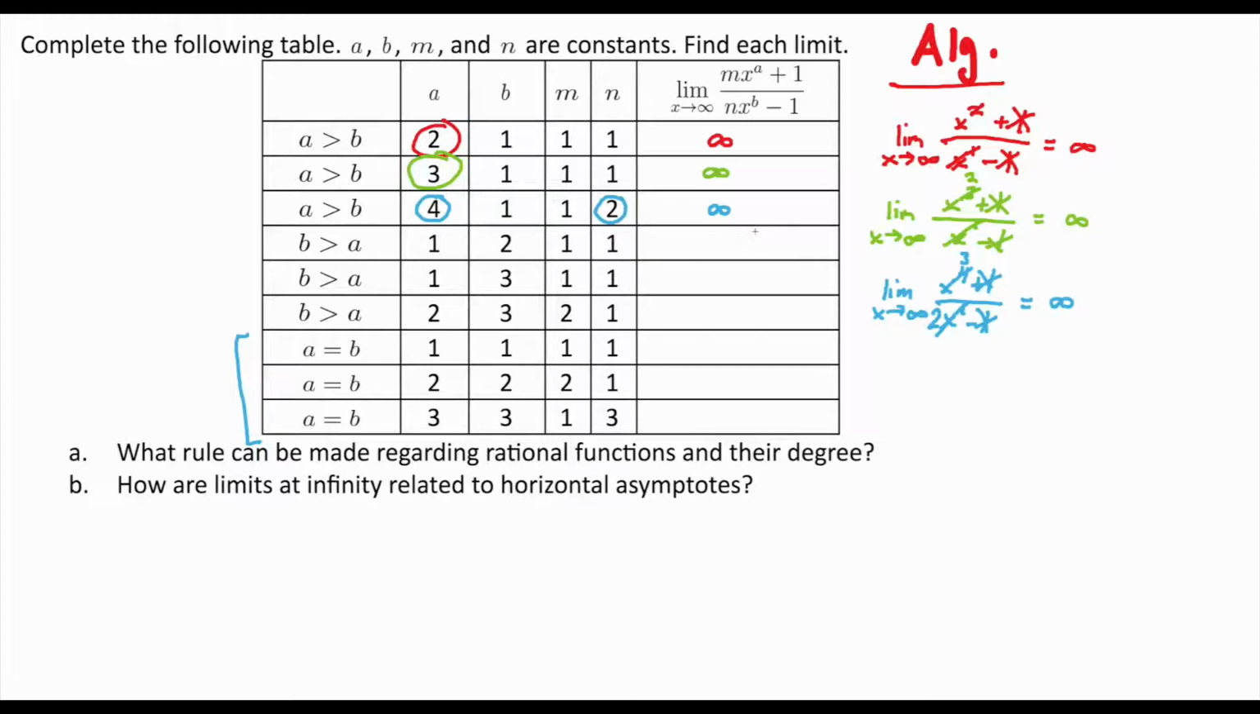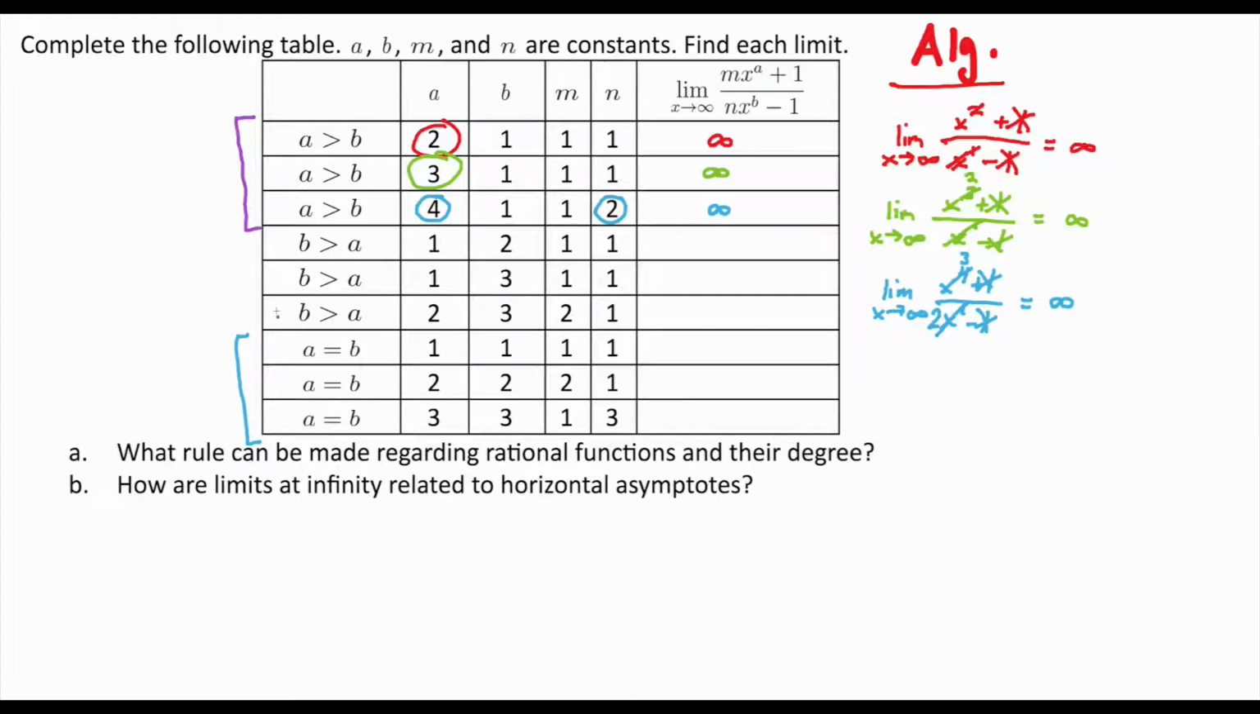So hopefully you can see the trend here for when a is greater than b. When that happens, you're going to always have infinity, because that power on top is bigger than the power on the bottom. So if x is going to infinity and you have a higher degree on top, that means the top is going to be bigger. If the numerator is bigger, then that's going to beat out the denominator. And since it's a bigger and bigger number up top, it's going to be going to infinity.